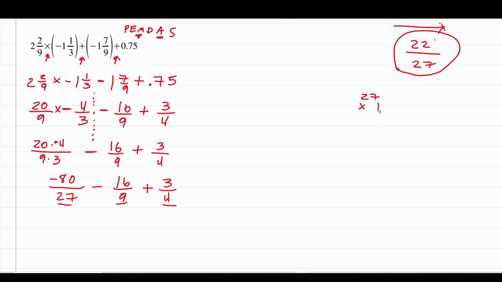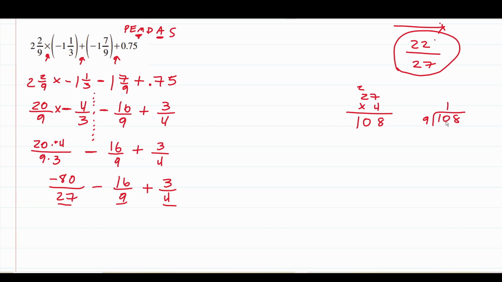27 times 4 is and see if that's divisible by 9. 7 times 4 is 28, carry a 2. 4 times 2 is 8 plus 2 is 10, so 108. So I know 27 and 4 share a common factor of 108. Does 9 go into 108? Well, let's see.